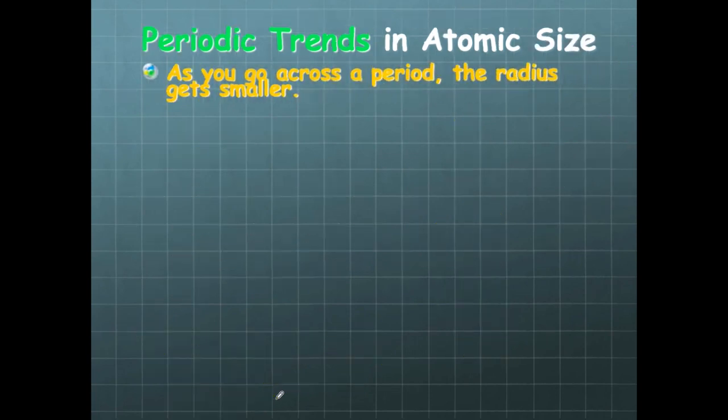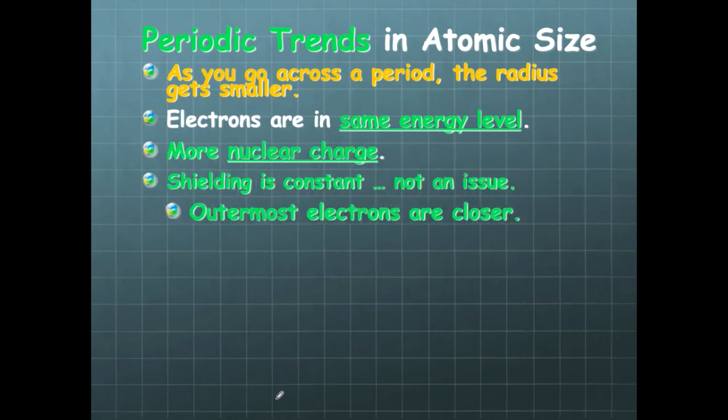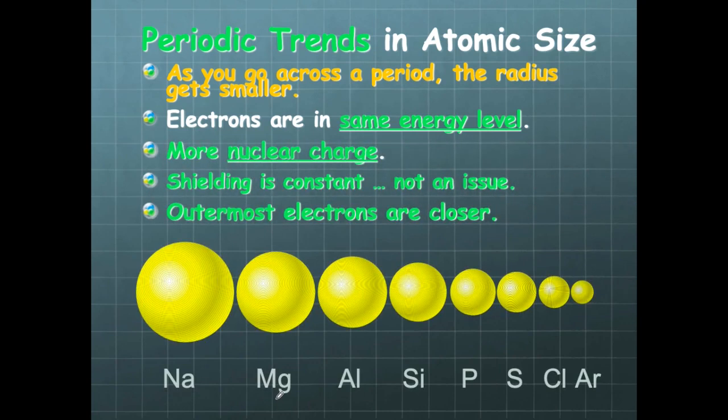Okay, so what happens as we move across a period? What happens to the size of an atom? So let's look at this diagram here. This is period three. So we start with sodium and we have magnesium, aluminum, silicon, phosphorus, sulfur, chlorine, and argon. As we move across, that's the terminology that we will be using. As we go across a period, the radius gets smaller, and we can see that in this diagram. Now, why is it that the radius is getting smaller?